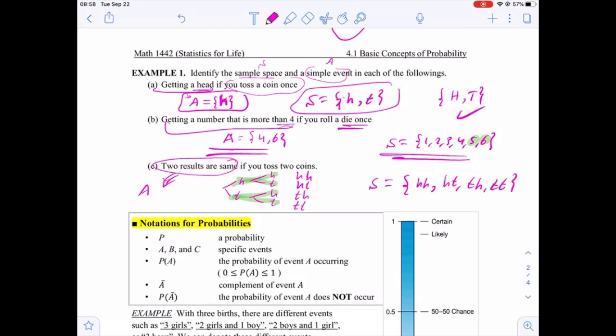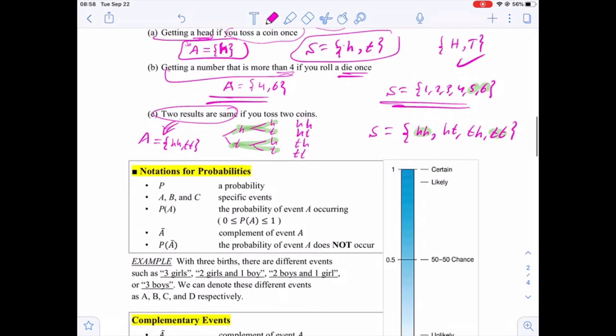Now, two results are the same. This is the event A or E or B, you can use any letter. Same, we have head, head, or tail, tail. So this event consists of head, head, or tail, tail.